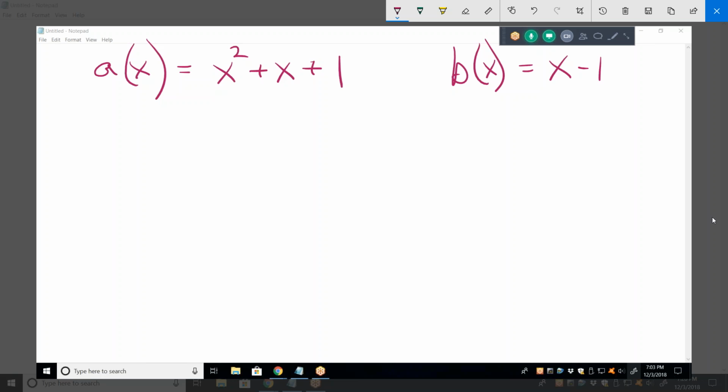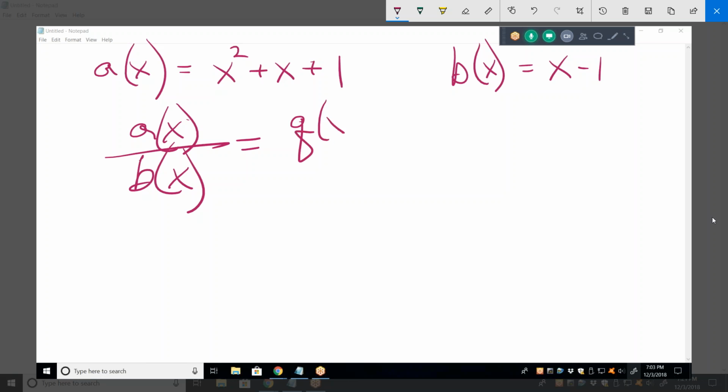Hold on, I kind of got lost after the b of x. Okay. We've got an a of x function here. We got a b of x function. Is there a q of x and an r of x? Yeah. So it says you can rewrite a of x over b of x as q of x plus r of x over b of x.